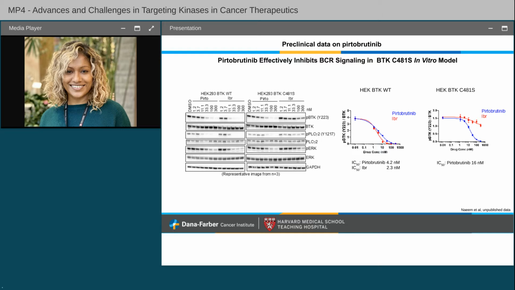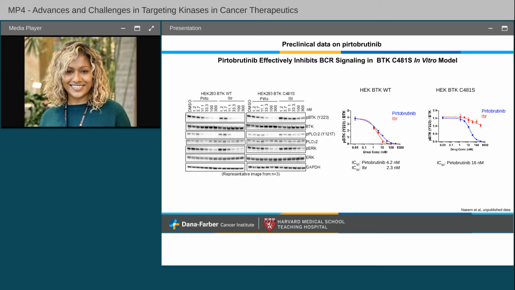So then we also looked at the effect of pirtobrutinib on a C481S in vitro model. So here, these are HEK293 cells expressing either BTK wild type or BTK C481S, and we treated them in vitro with a range of doses of pirtobrutinib and ibrutinib. And you can see in wild type, both drugs effectively inhibited phospho-BTK and phospho-PLC-gamma2. However, in the cells expressing C481S, pirtobrutinib continued to inhibit phospho-BTK and PLC-gamma2, whereas ibrutinib fails to have this activity.